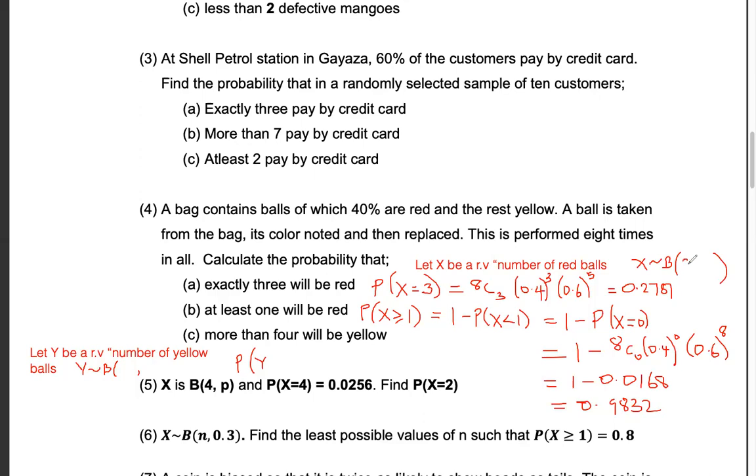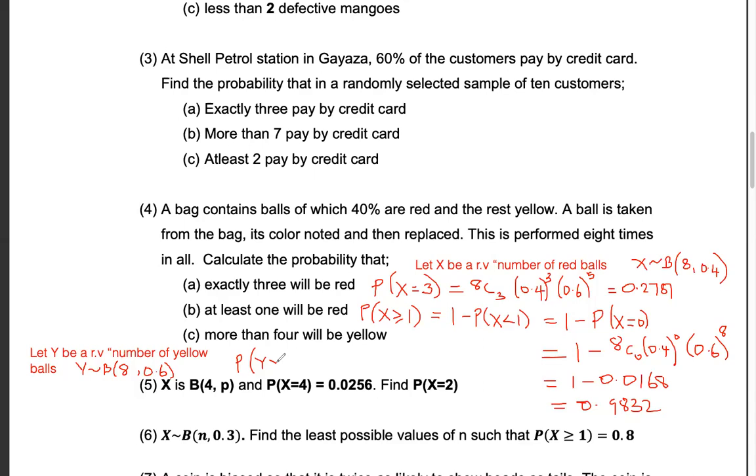So this is 8, it is 0.4. Okay, 0.4. Then this is 8. Good. Then 0.6. Okay. Thank you. So, more than 4.